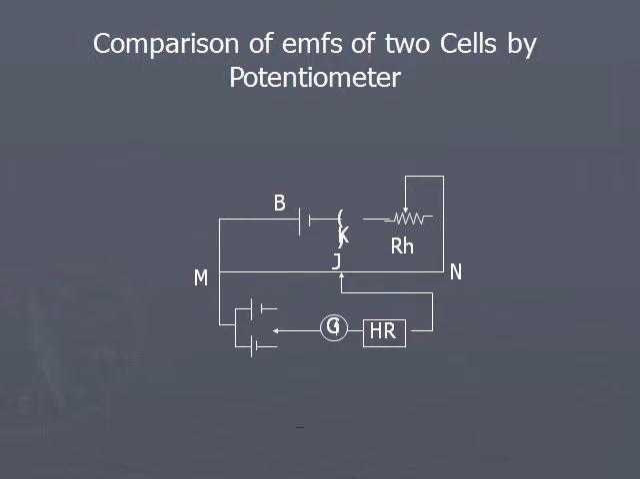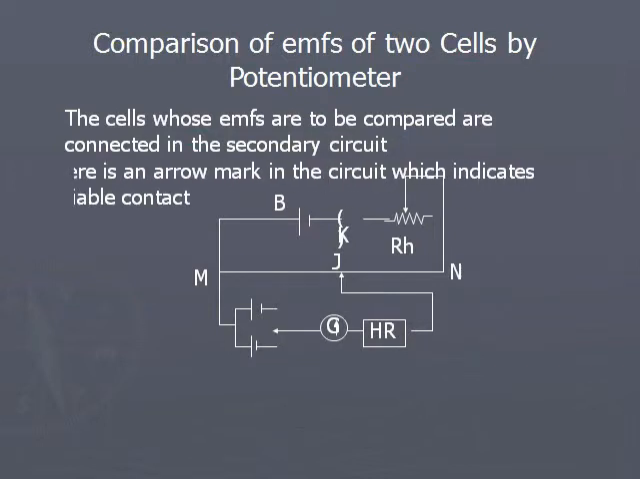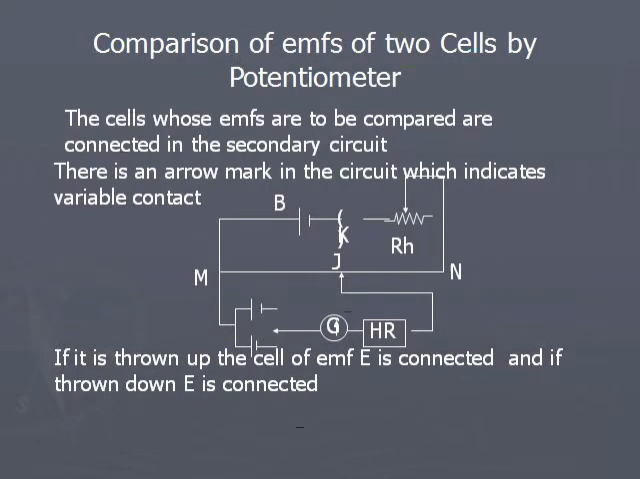Comparison of EMFs of two cells or determination of EMF of a cell by potentiometer. The cells whose EMFs are to be compared will be connected in the secondary circuit. Let us suppose their EMFs be E1 and E2. Both of them will be connected in the secondary circuit by using a two-way key.